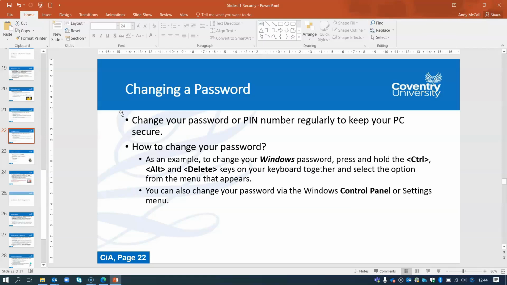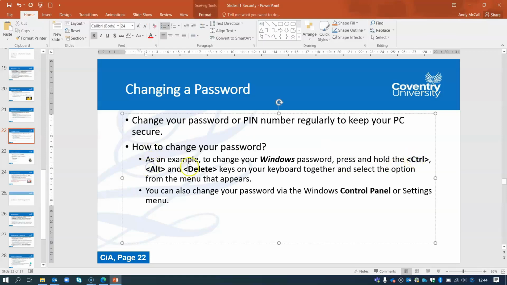On a Windows computer, you may be asked in the test, how do you actually change your Windows password? It is the keyboard command Control, Alt and Delete. Or if you needed to do it through the control panel, you can search and go to the control panel by searching down there as well. Just remember that may come up in your test.